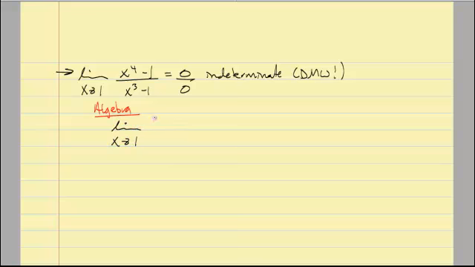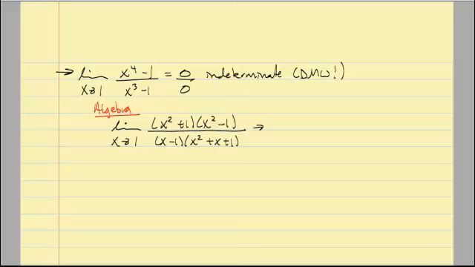X to the 4th minus 1 factors into (x squared plus 1)(x squared minus 1). X cubed minus 1 factors into (x minus 1)(x squared plus x plus 1). Now if you don't remember the x cubed minus 1 factorization, you can certainly use synthetic division or long division to figure that out. You can also type this into Maple and right click on it and ask it to factor. Wolfram Alpha, if you type in x cubed minus 1, will give you the factorization as well. Now as we're working from here, I still don't have anything that will factor. These terms, x minus 1 and x squared minus 1, these factors I should say, look very close to being able to cancel, but not quite.